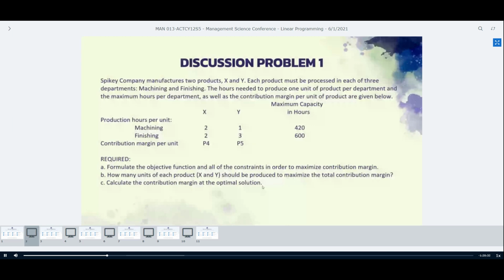Let me read the problem. Spiky Company manufactures 2 products, X and Y. Each product must be processed in each of the 3 departments. Actually, only 2 departments.